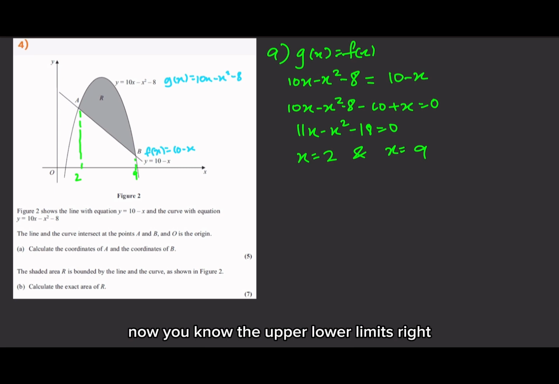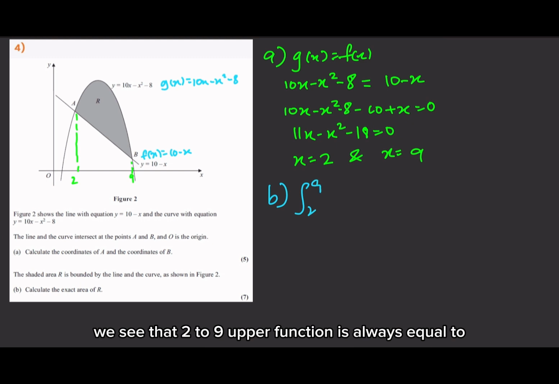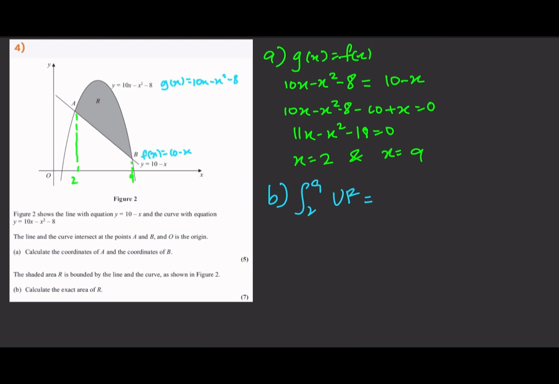Right, now you know the lower and upper limits, so you can solve for b. In this case, the shaded area R is bounded by the line and the curve as shown in figure 2. Calculate the exact area of R. Well, in this case, we see that from 2 to 9 the upper function is our g of x.